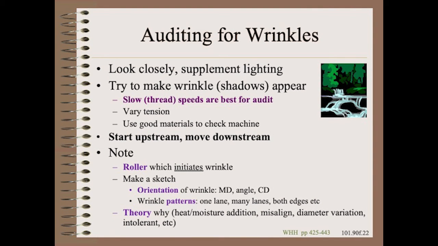Auditing wrinkles is easy once you've improved the lighting and trained your eyes to see better. There are other techniques to make your inspection more sensitive. Start upstream, where the number of individual wrinkle types is less, and work your way downstream. Note which roller initiates a specific wrinkle. Make a sketch of the wrinkle position, orientation, and pattern. Use what we've just learned to make a working theory for each wrinkle initiation location. Once you've tested that working theory to be near certain of wrinkle type and subtype, the wrinkle subtype will be the root cause and have associated with it a remedy list unique to that subtype.